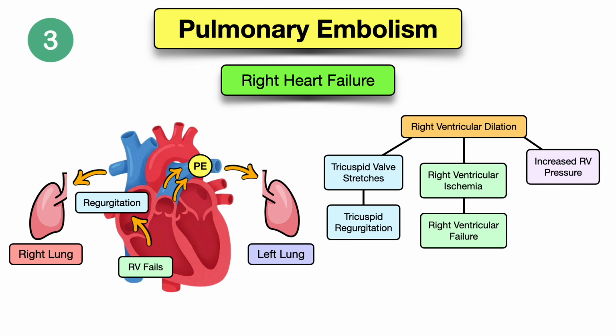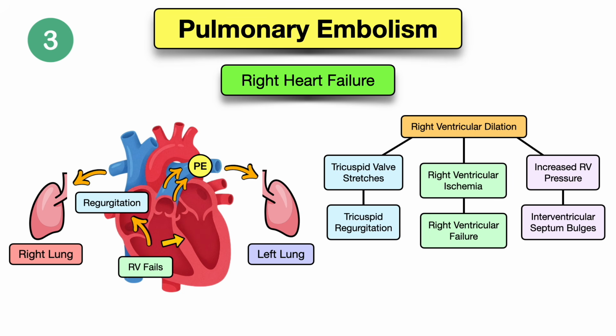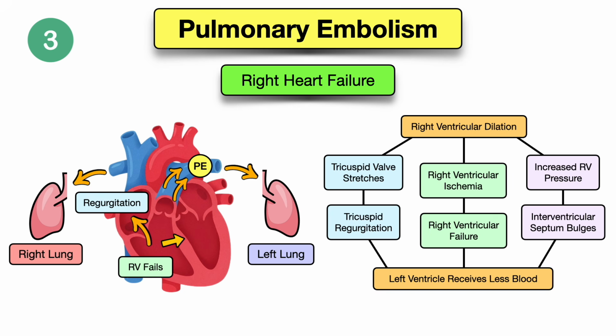So now the pressure in the right ventricle increases even more, which causes the interventricular septum to bulge into the left ventricle. The combination of the tricuspid regurgitation, the right heart failure, the interventricular septum bulging into the left ventricle, along with the PE obstruction itself, all cause the left ventricle to receive less blood. This takes us to our final consequence, obstructive shock.